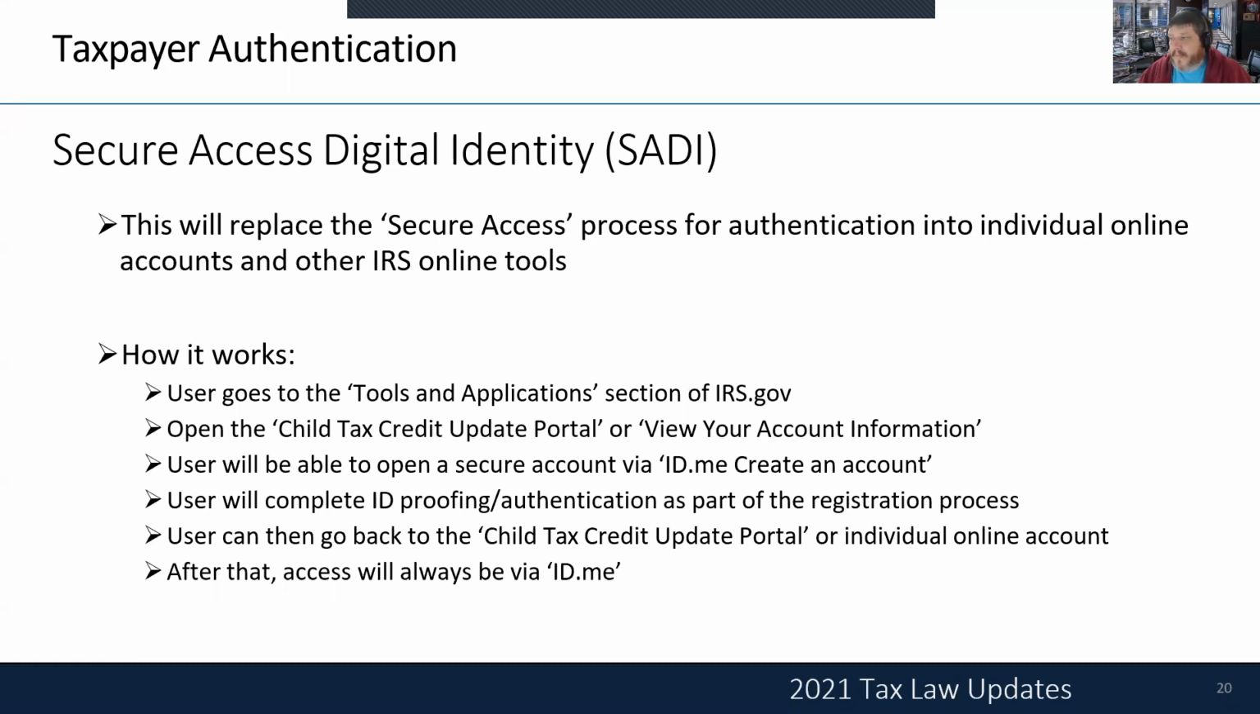They will be able to open a secure account via ID.me. So they'll click the create account button. They'll complete the ID proofing authentication as part of the registration process. Then they will go back to the individual online account or the CTC UP. After that, they'll always have access via ID.me.